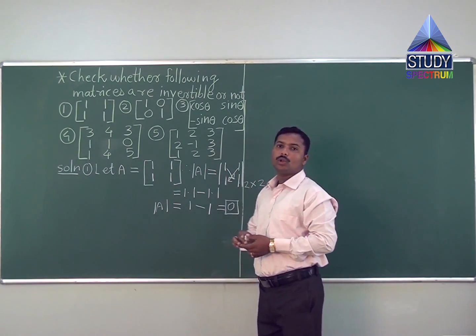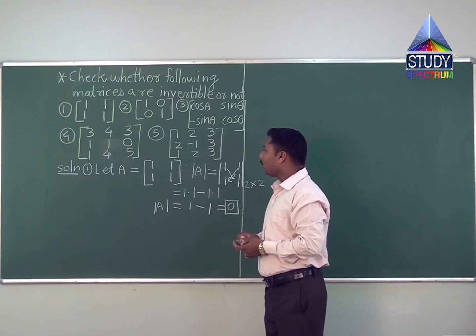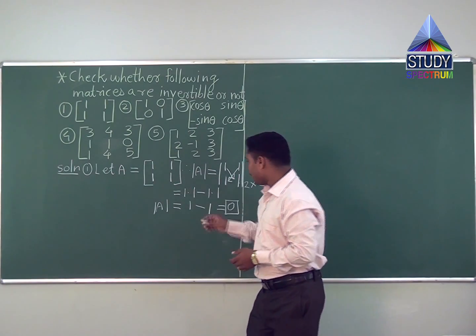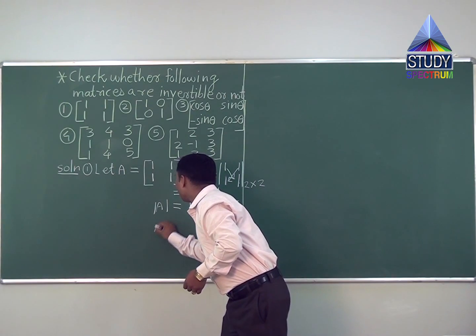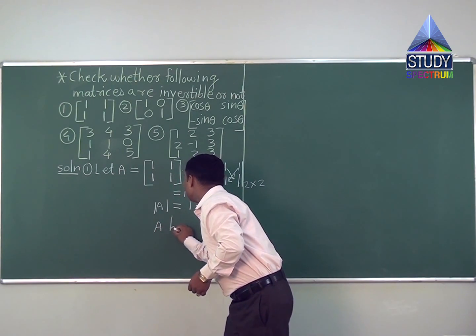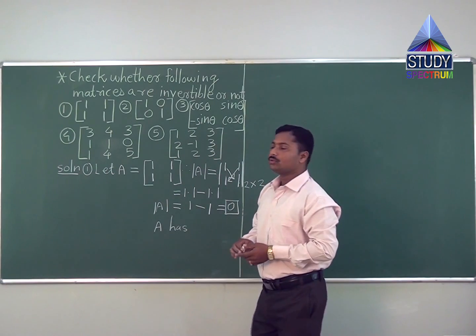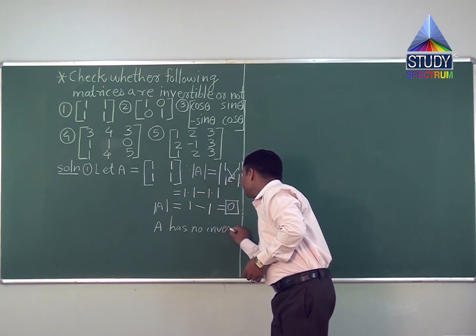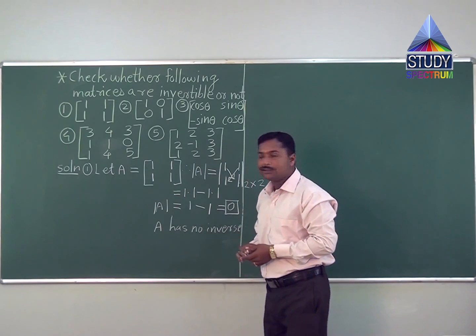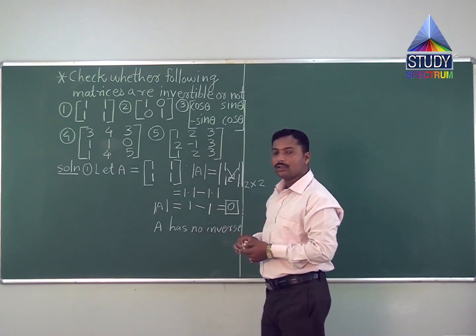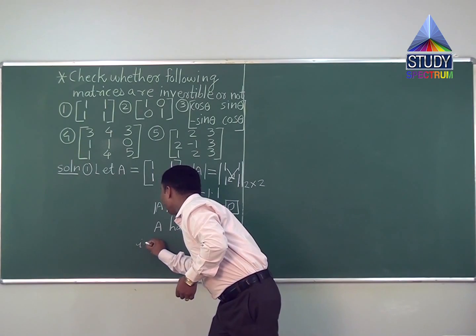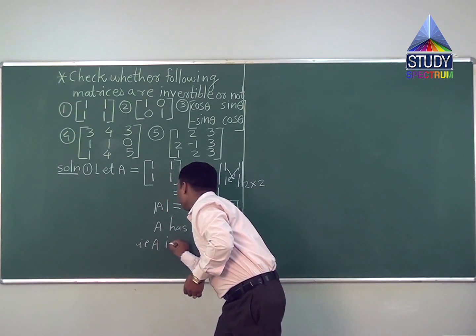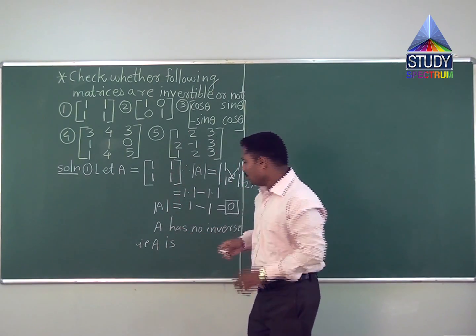Determinant A equals 0, and therefore this matrix A has no inverse, means A is not invertible. That is, A is not invertible.